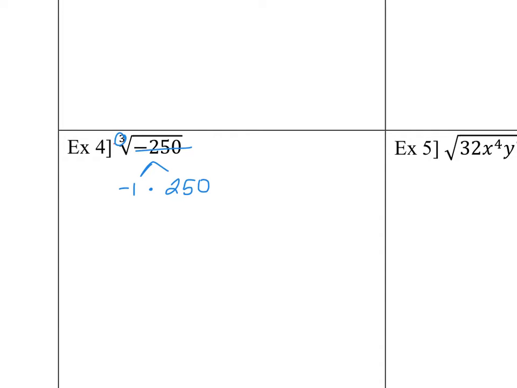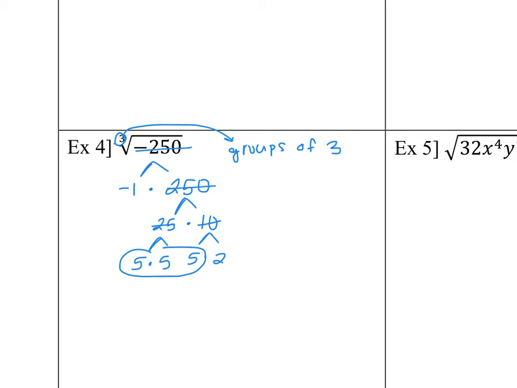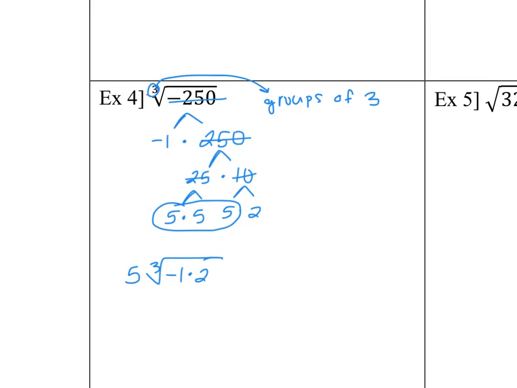Negative 1's prime, so we're going to leave him alone. 250, I can do 25 times 10. 25 can be 5 times 5. And 10 can be 5 times 2. So, because this is a cube root, we're looking for groups of 3. I have 5 times 5 times 5. That's my group of 3 numbers. So the 5 is going to come out of the cube root, and what I have left is negative 1 times 2 underneath. Now, let's think about this negative 1 right here.